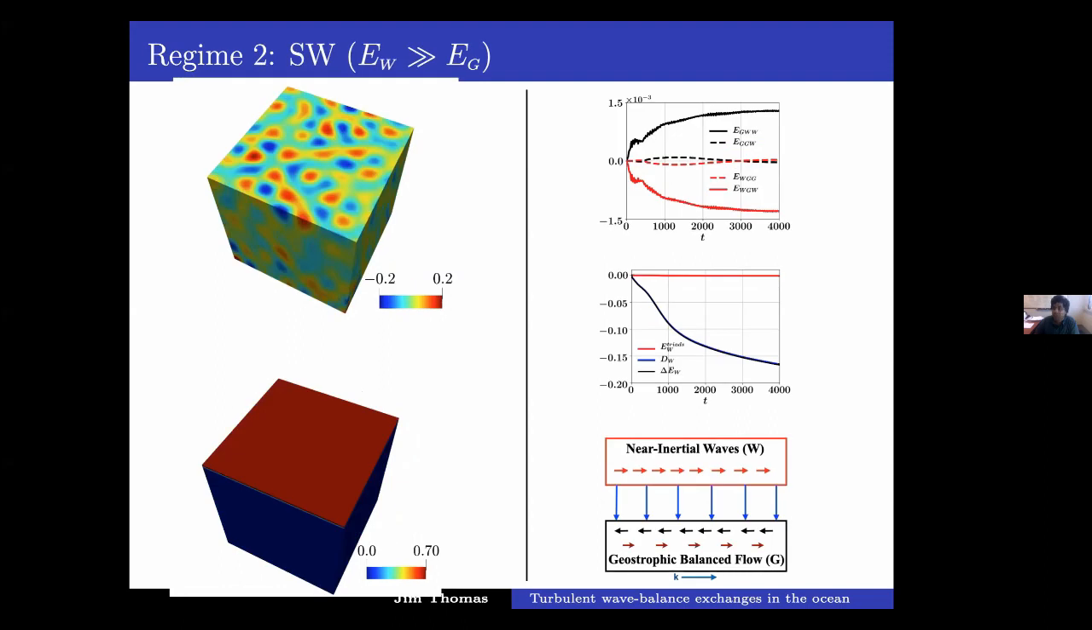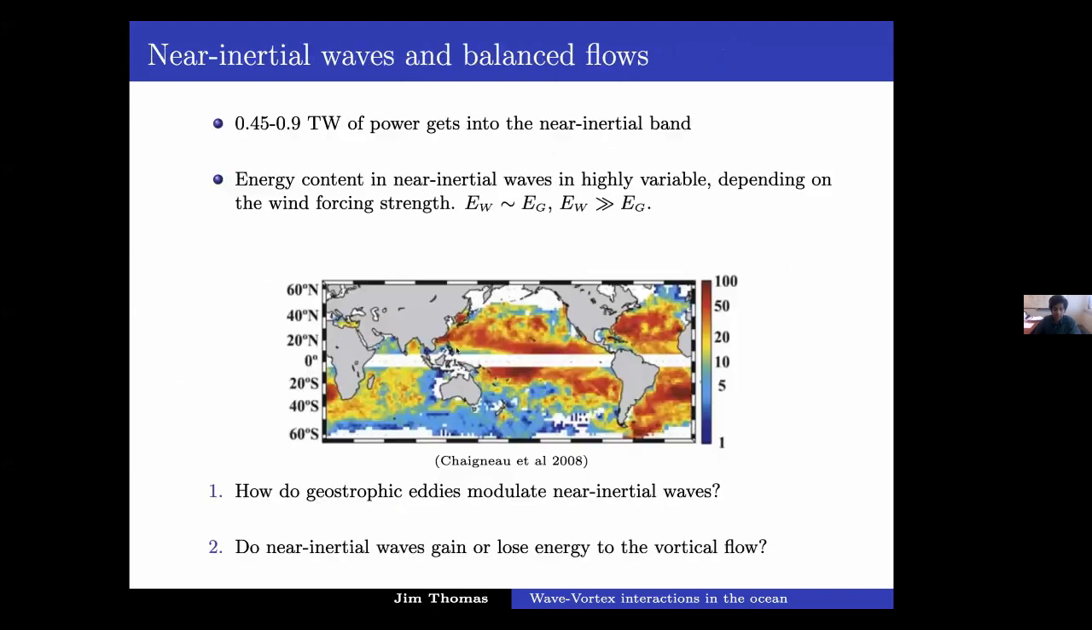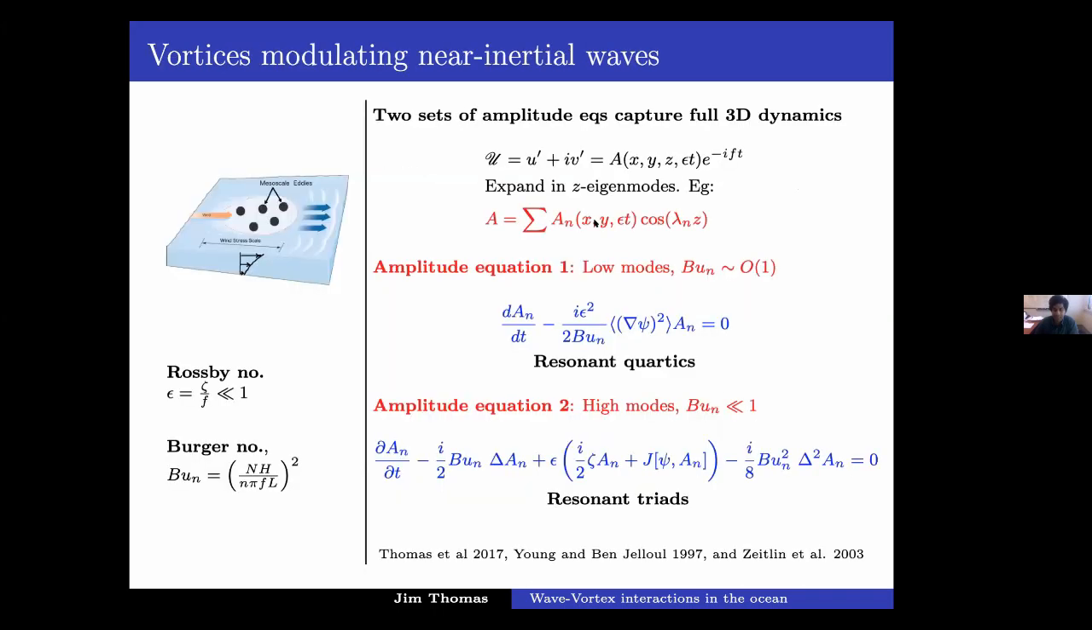Excuse me. Yes. Can you describe the physical scenarios under which these two will be comparable or one will be much greater than the other? So it depends on the wind forcing strength. If wind forcing is weak, waves and balance flows could be comparable. If wind forcing is much stronger, we are in this particular regime where waves are significantly stronger than balance flow. Okay, thanks.